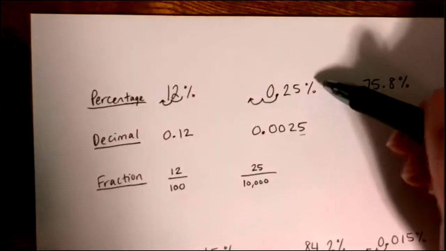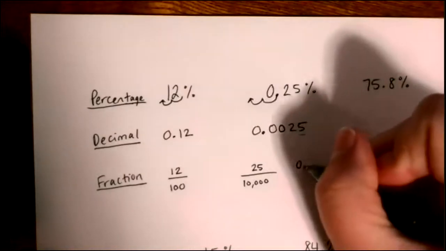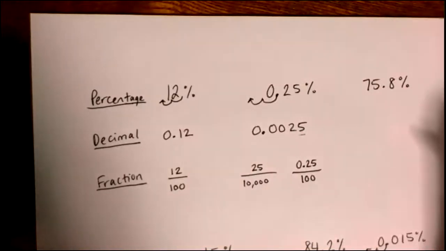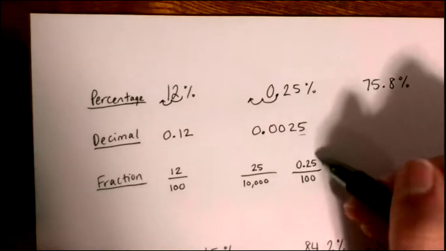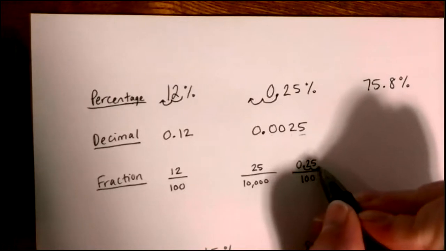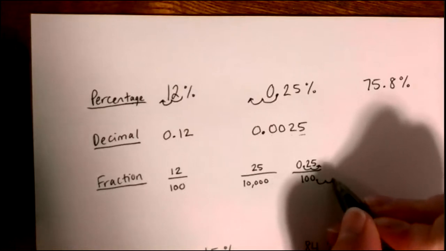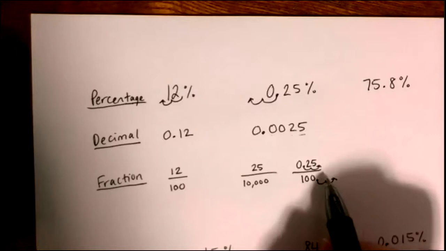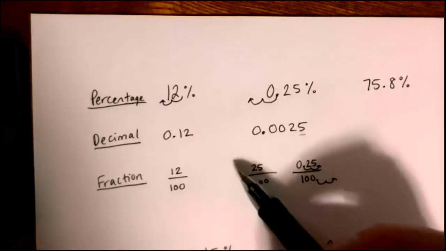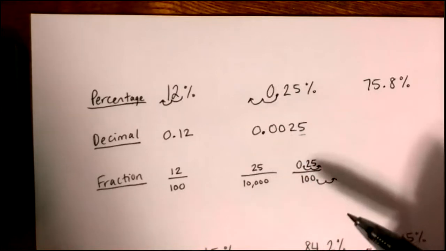Or if we use the percentage rule, remember, just take the value of the number here, so 0.25, and we always put that over 100. Now, this looks a little weird. We can't have a decimal in a fraction, so we want to make this a whole number. Move our decimal 2 places to the right. Whatever you do to the top, we have to do to the bottom as well. So if we write this out, it would still be 25 over 10,000. All 4 of these numbers here have the same value, they're just expressed differently.